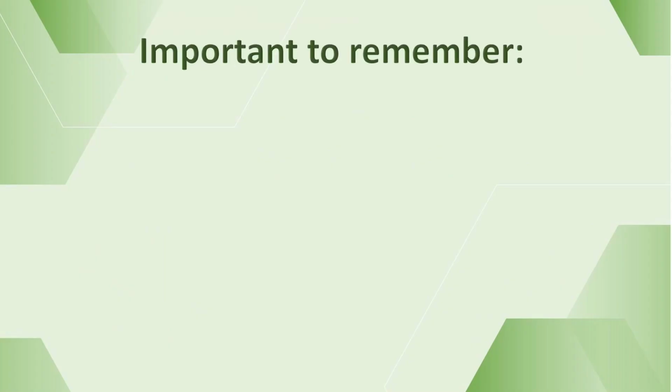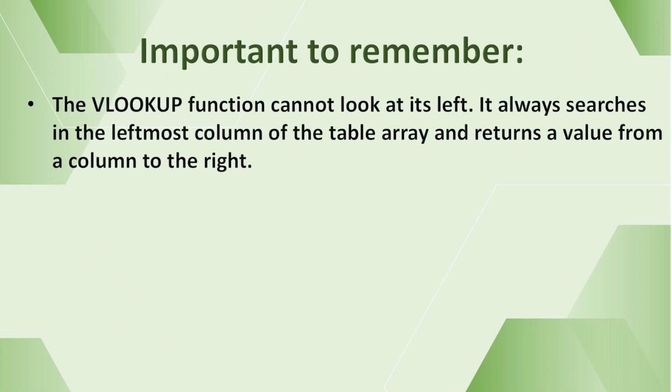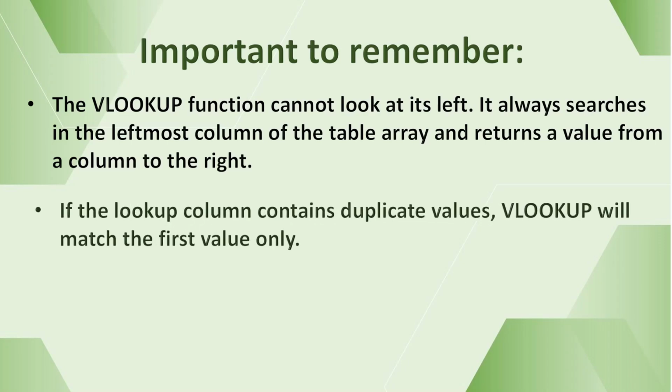It is important to remember that the VLOOKUP function cannot look at its left. It always searches in the leftmost column of the table array and returns a value from a column to the right. If you need to pull values from the left, use the INDEX MATCH combination that does not care about the positioning of the lookup and return columns. If the lookup column contains duplicate values, VLOOKUP will match the first value only. The function is not case sensitive.